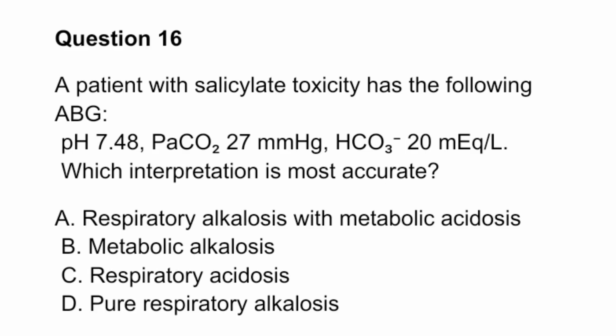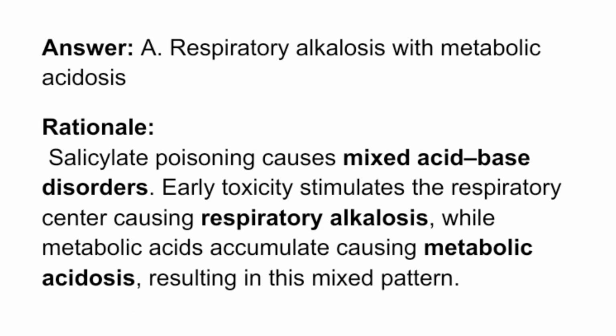Question 16. A patient with salicylate toxicity has the following ABG: pH 7.48, PaCO2 27 mm Hg, HCO3- 20 milliequivalents per liter. Which interpretation is most accurate? A. Respiratory alkalosis with metabolic acidosis. B. Metabolic alkalosis. C. Respiratory acidosis. D. Pure respiratory alkalosis. Answer: A.